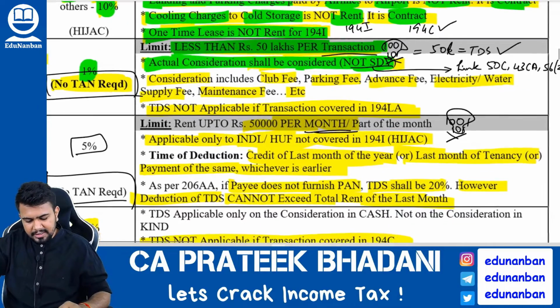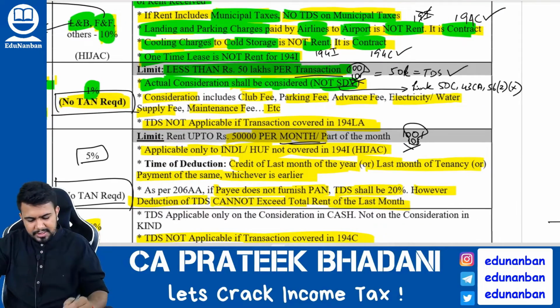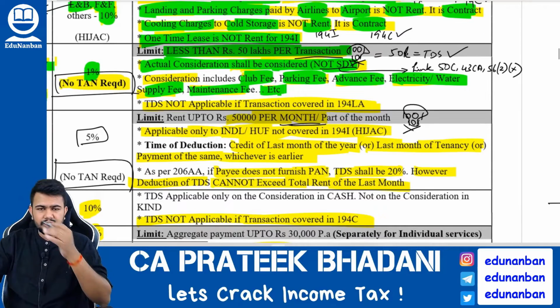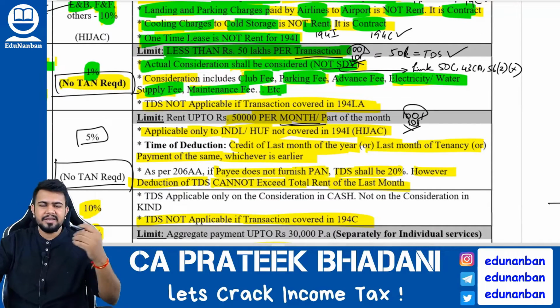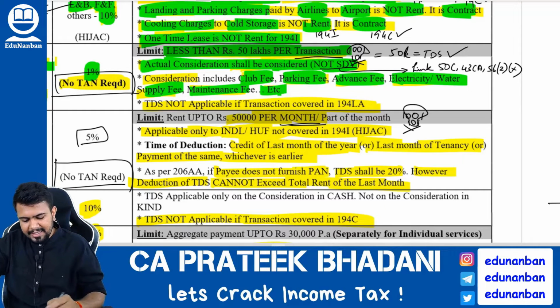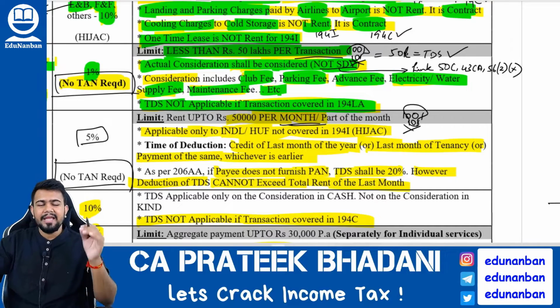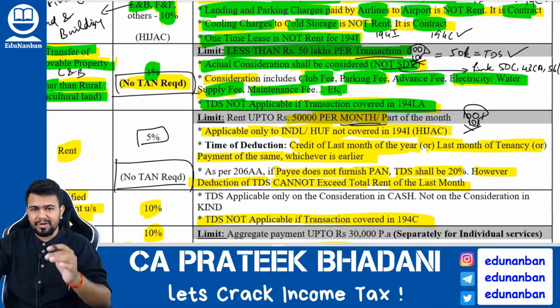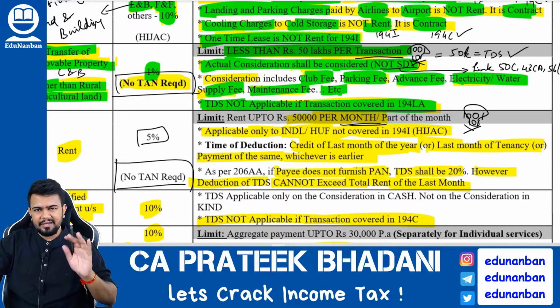Okay. Next, the sale consideration also includes amounts like club fee, parking fee, advance fee, electricity or water supply fee, maintenance fee, etc. Okay. So by whatever name called, if consideration is received, TDS has to be deducted on such consideration also. TDS is not applicable if the transaction is covered under section 194LA. In 194LA, we will discuss compulsory acquisition. In such case, TDS will not be applicable under 194IA, because it is applicable under 194LA.